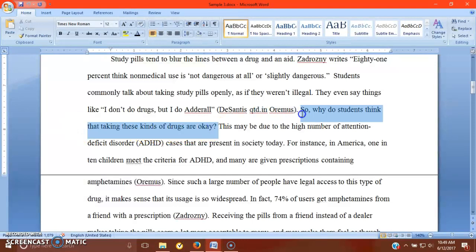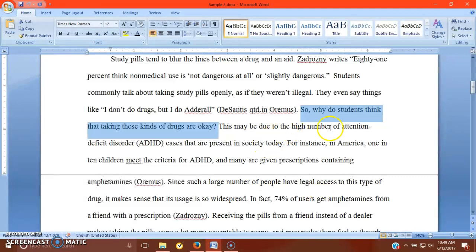"So why do students think that taking these kinds of drugs are okay?" So here we have a hypothetical sentence or question. Hopefully the student answers it and makes it non-hypothetical. I would discourage you guys from plopping questions into the middle of paragraphs. The only place you might have it is toward the end of paragraphs, if you are going to include questions like this. Just make sure they are strategic and not ways to ask yourself questions when you're writing a paper to generate more material. A lot of times students just plop questions in because they don't know what else to say. So just have confidence in your writing and make it declarative rather than a question.